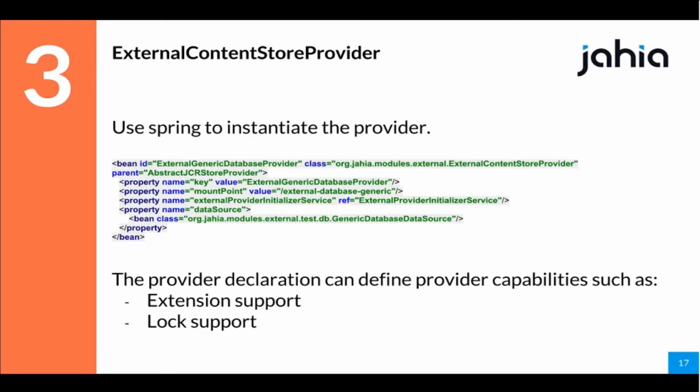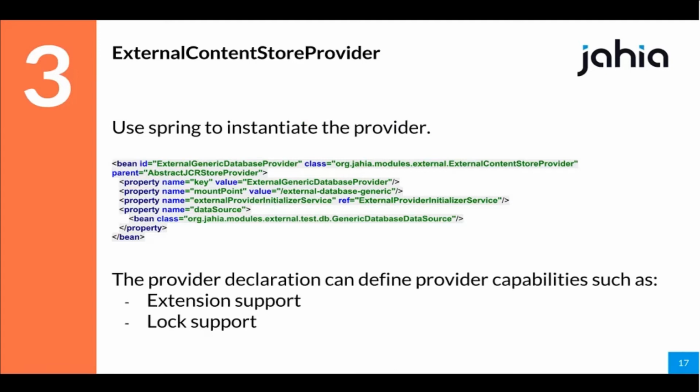So the simplest way to expose a provider is through Spring directly. So you don't do any UI, anything. You just hard code all your parameters. So you can just implement external content store provider and then you can pass parameters like that. So I will show you some code examples a little bit later.